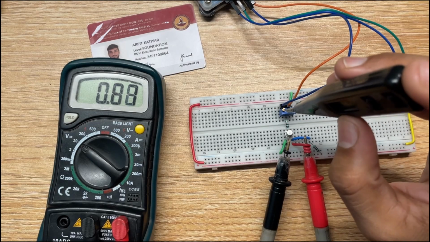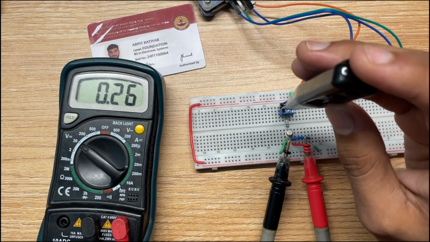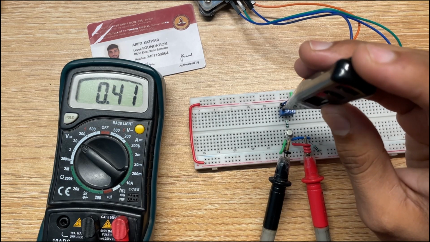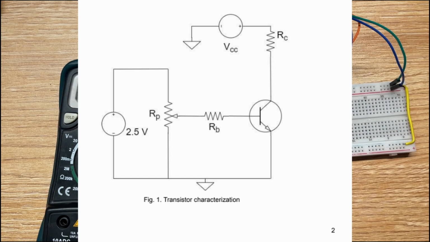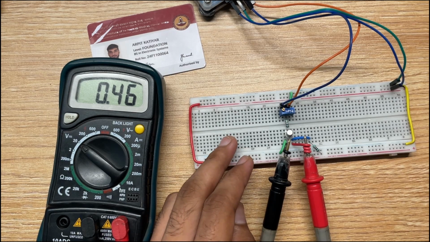So this is part 1 of experiment 5 of analog, and let's start with this experiment. As you see, this is the diagram of this experiment. I have to connect these components accordingly and plot the graph of IC versus VEC. So let's start with this.